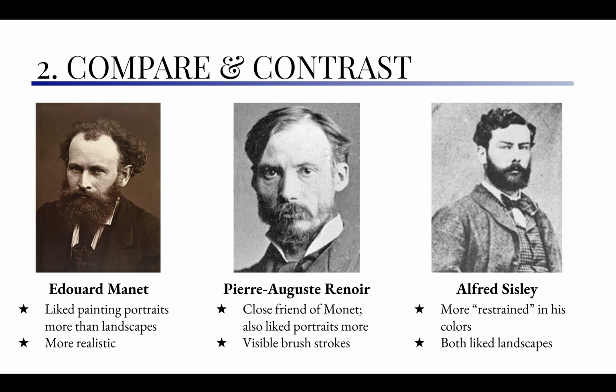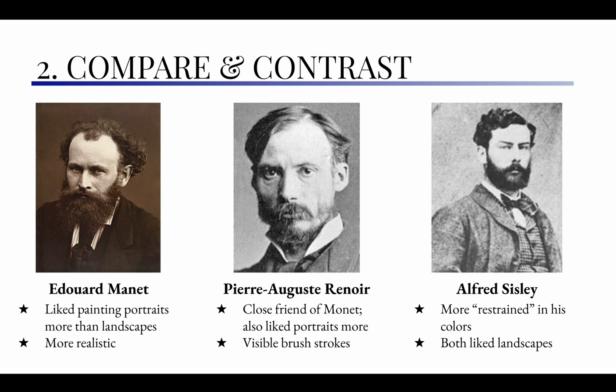So here are three different Impressionists that were, of course, also active when Monet was active. First here is Edward Manet, A, not O, who I will refer to from here on out as Edward, just to avoid confusion, since Monet and Manet sound sort of similar. See, I even confused myself there for a second. But anyhow, Edward was, of course, also an Impressionist. He liked painting portraits more than landscapes. Monet was very fond of painting landscapes, and Edward preferred to paint portraits more. He also had a more realistic style than Monet did.